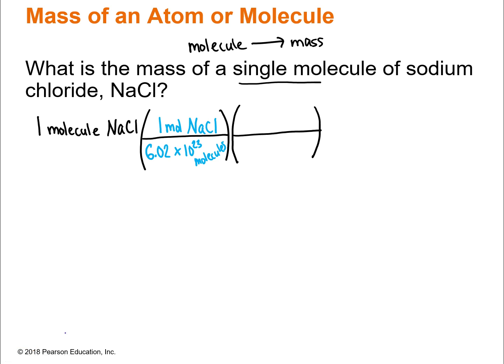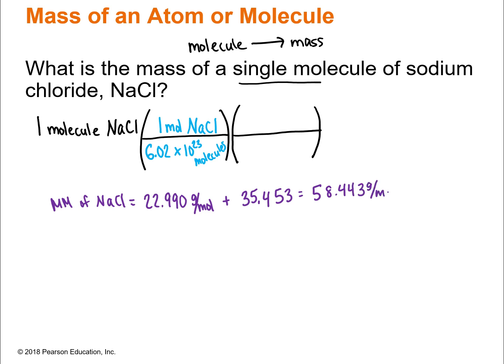And then we're going to use the molar mass. So the molar mass of NaCl, you got to find sodium and chlorine. Yeah, it's in that ballpark. So if you're using a slightly different periodic table, then you might have slightly different answers. But very, very slight.